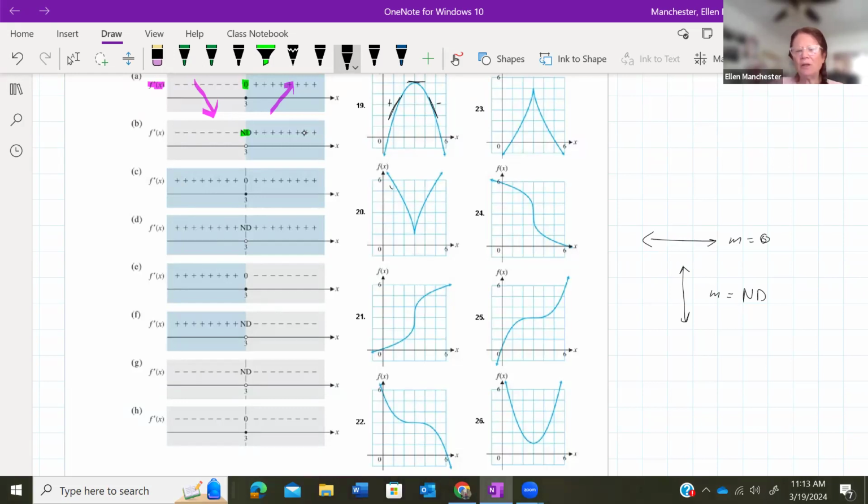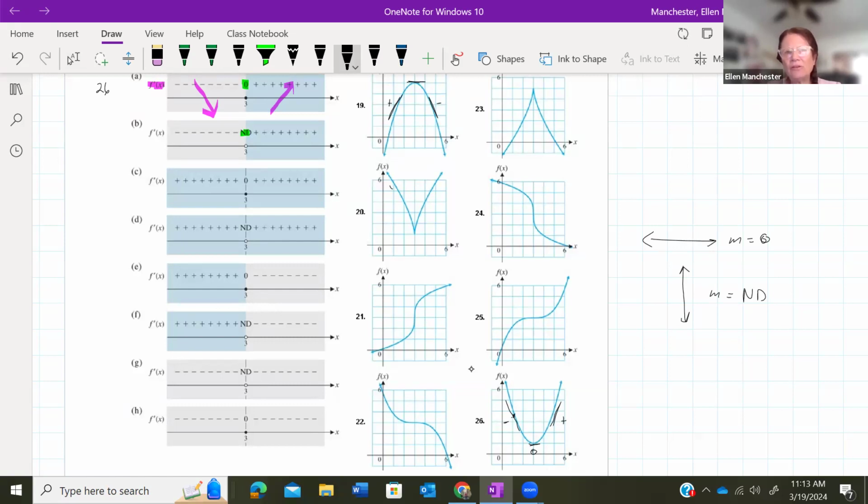So 19 does not match A. All right, so now I'm going to look for something else. So I look here. If I look at 26, if I have a slope here, now it's a negative slope. It hits that 0 mark, and then I have a positive slope. So this test chart matches the graph of 26. Okay, so that's what you're looking for.